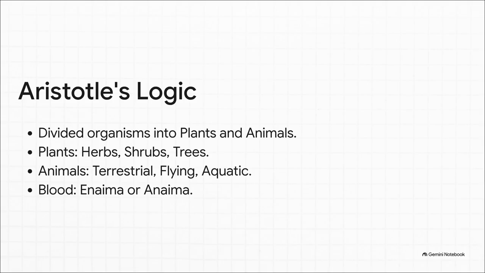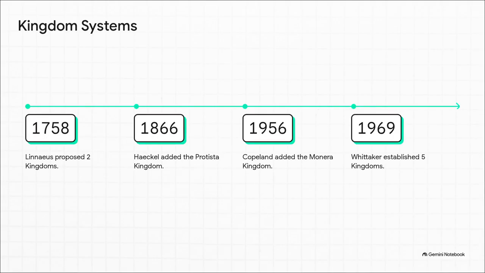But he took it one step further with a rather unique physical trait. He categorized animals based on whether they had red blood, which he called eneima, or lacked red blood, which he called aneima, like octopuses. It was a brilliant logical start based purely on what he could actually see. But as science progressed, that simple logic kinda hit a wall. In 1758, Linnaeus formalized a two-kingdom system, Plantae and Animalia.